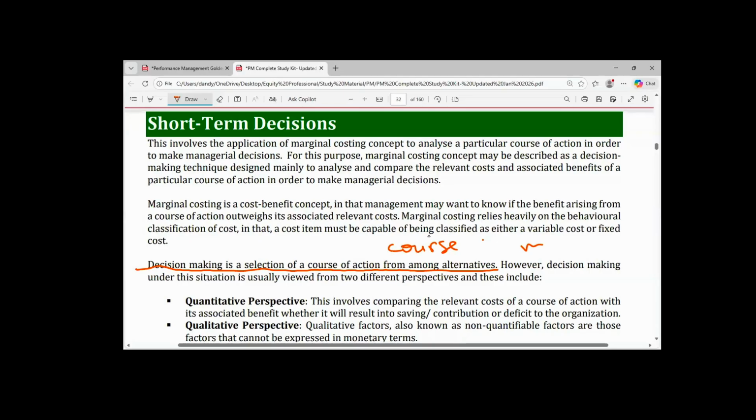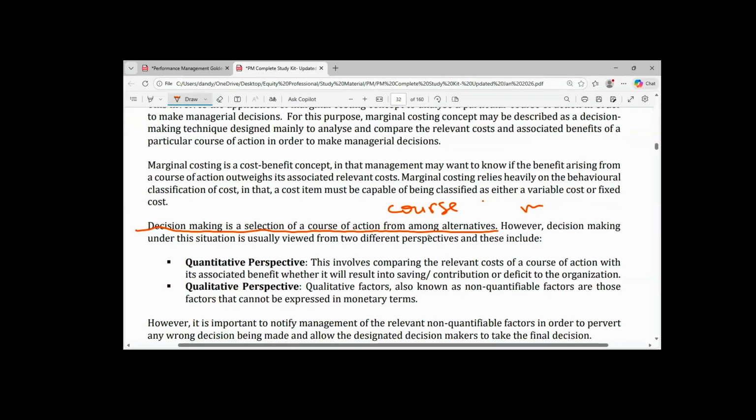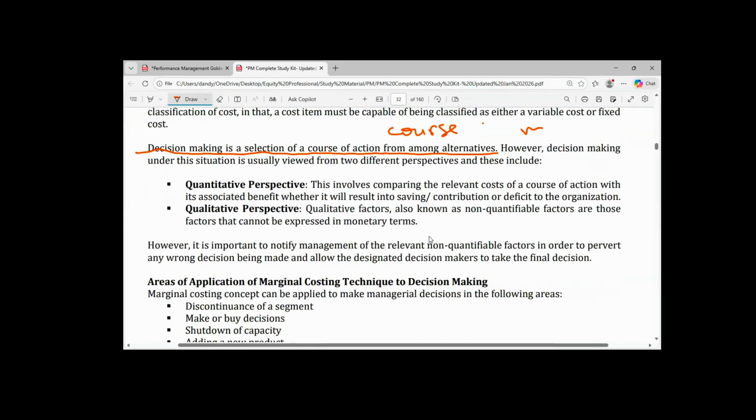That's the course of action. All right. So anything you want to do, as far as short-term decision is concerned, you are going to take it into two different angles: the economic perspective and also the qualitative perspective. Now, what do you mean by economic angle and then the qualitative angle?